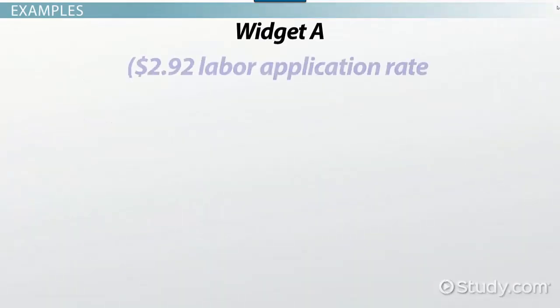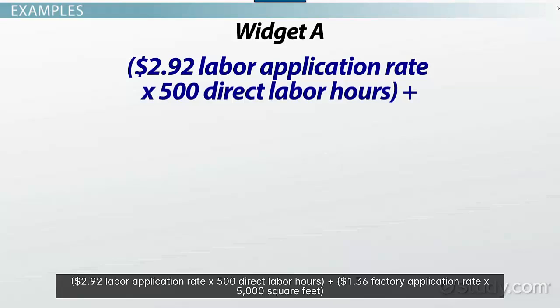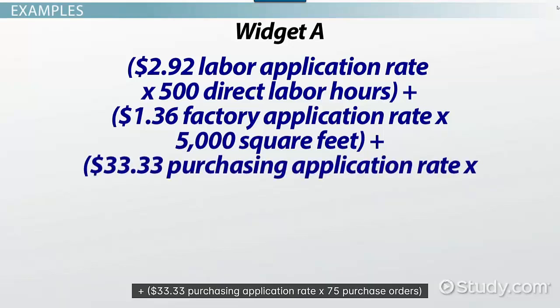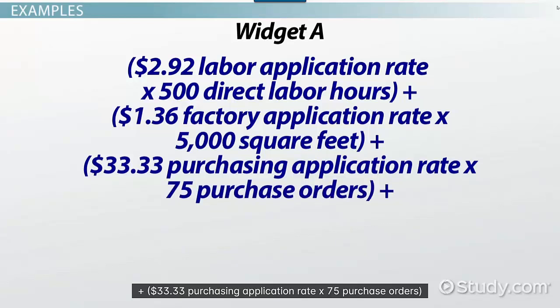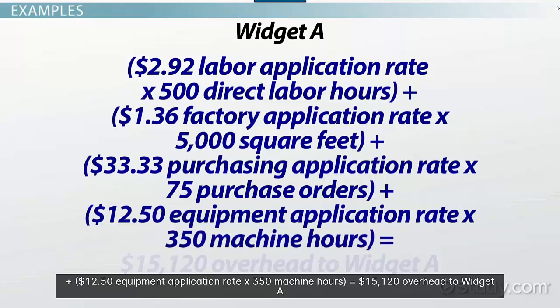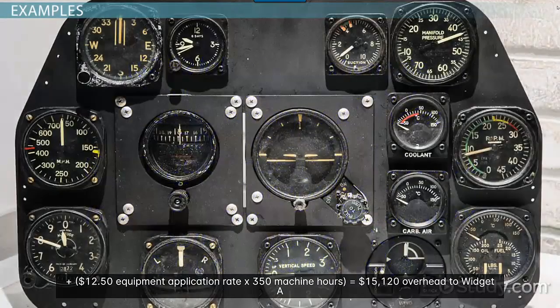Widget A, $2.92 labor application rate times 500 direct labor hours plus $1.36 factory application rate times 5,000 square feet plus $33.33 purchasing application rate times 75 purchase orders plus $12.50 equipment application rate times 350 machine hours equals $15,120 overhead to widget A.